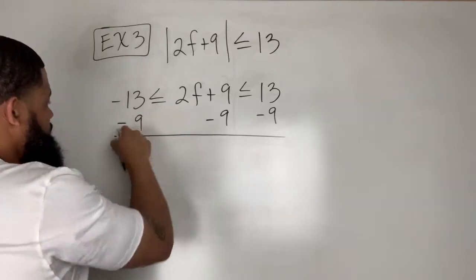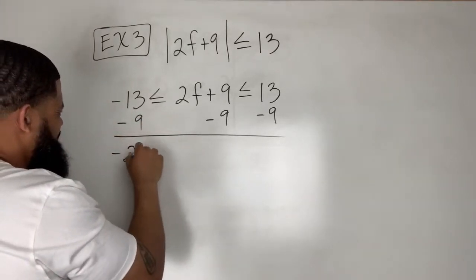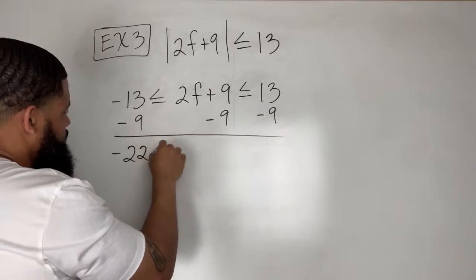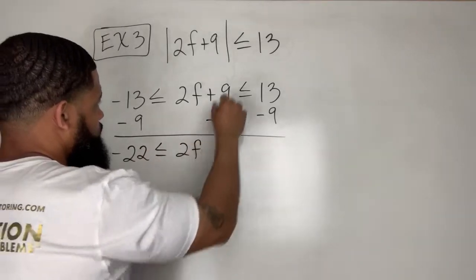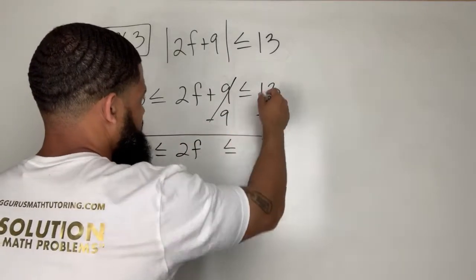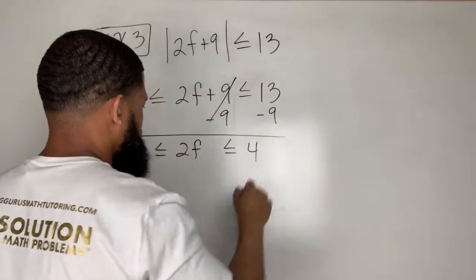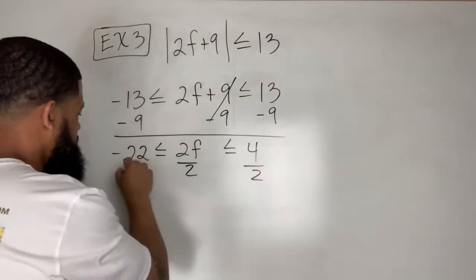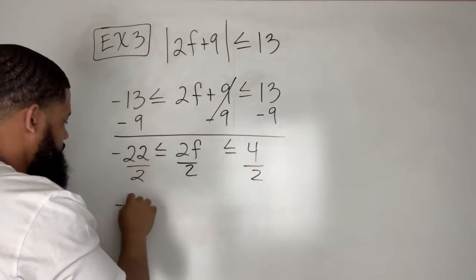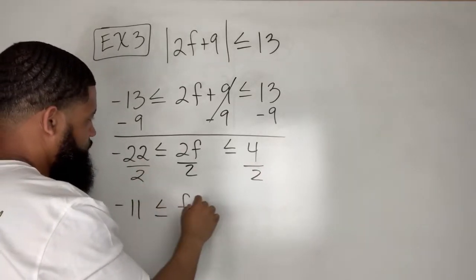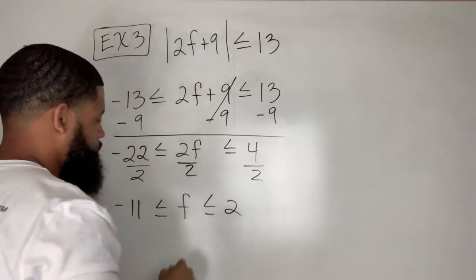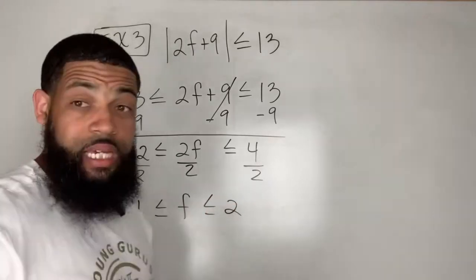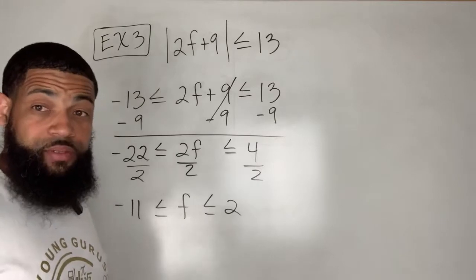Okay, so negative 13 minus 9 is negative 22, less than 2f. Those cancel, which is less than 13 minus 9 is 4. And then I need to divide by 2. Divide by 2, divide by 2. So I get negative 11 is less than or equal to f is less than or equal to 2. All right, so f is between negative 11 and positive 2.